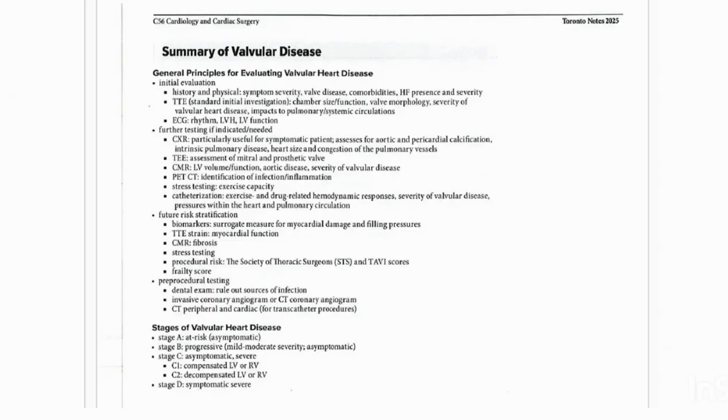Finally, remember the 4 stages of valvular disease. Stage A, at risk. Stage B, progressive, mild to moderate disease. Stage C, severe but asymptomatic. C1, compensated. C2, decompensated ventricular function. Stage D, severe symptomatic disease requiring intervention. Understanding this structured approach is essential for determining the appropriate timing of treatment and improving patients' outcomes.